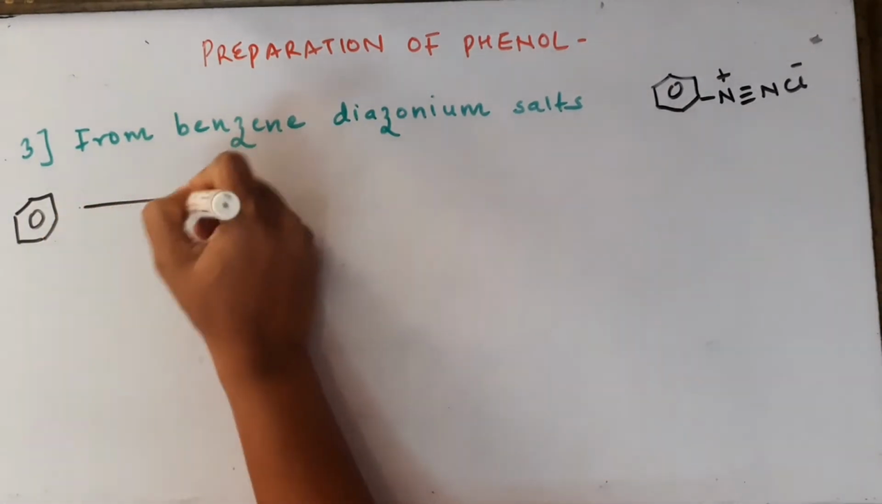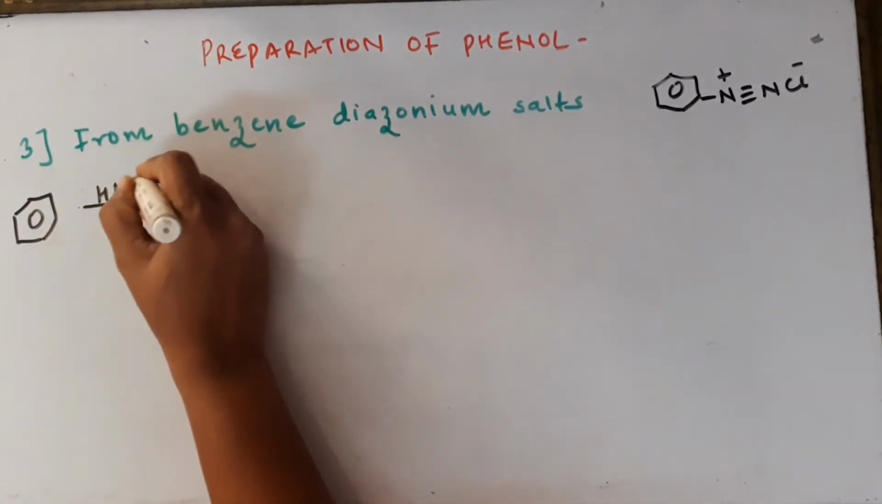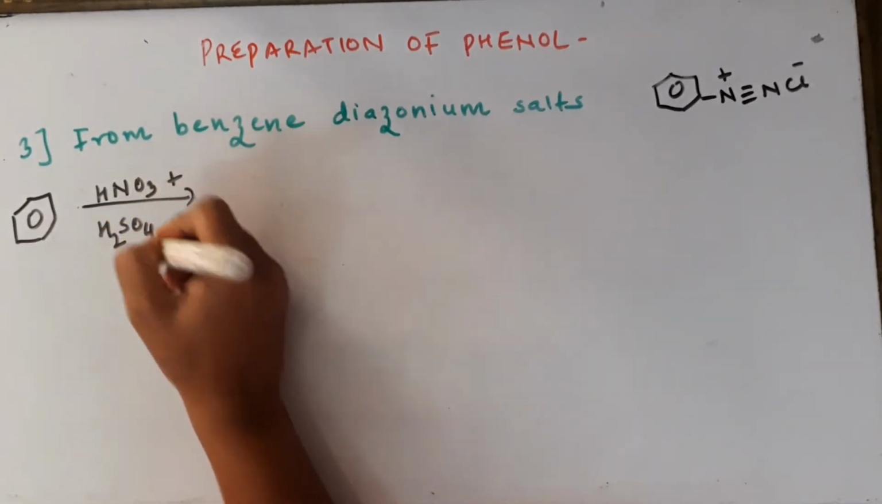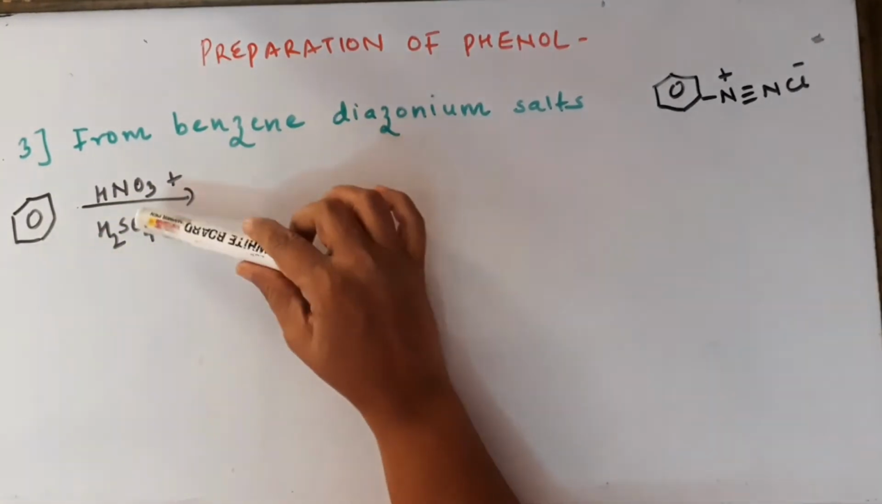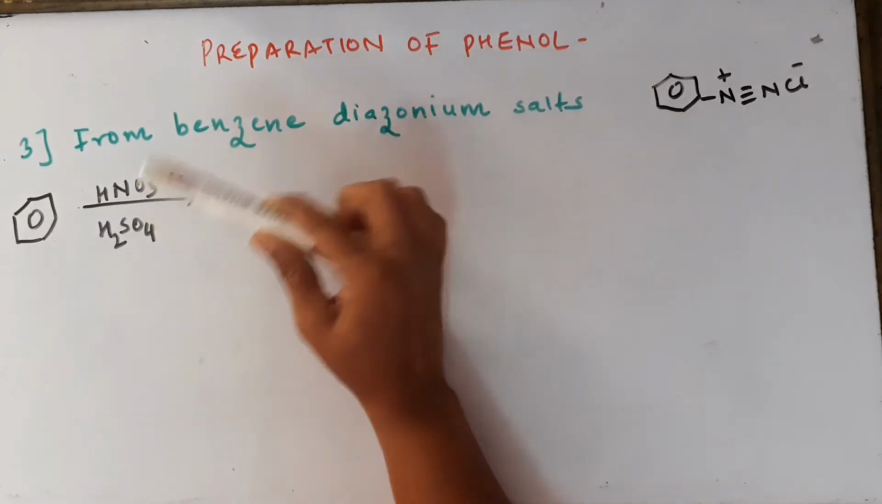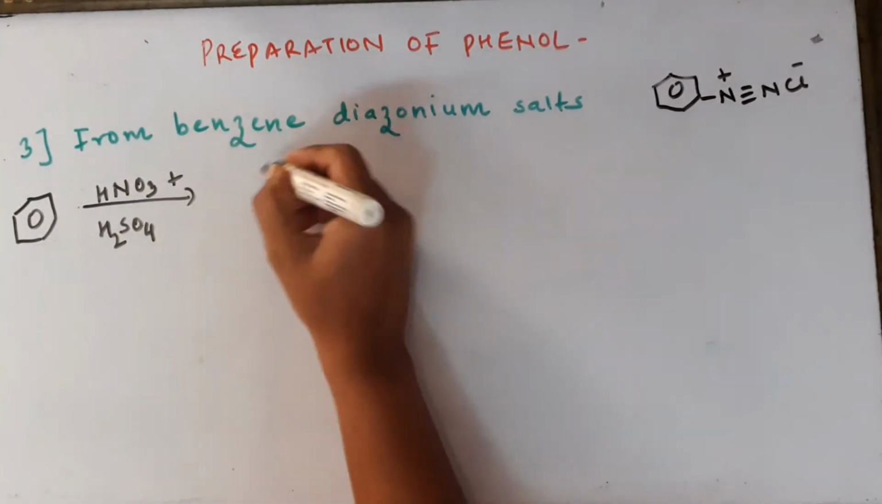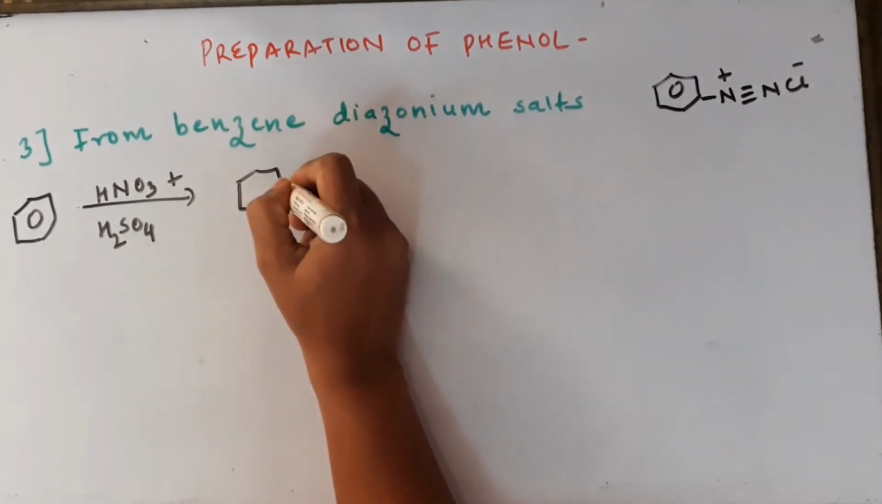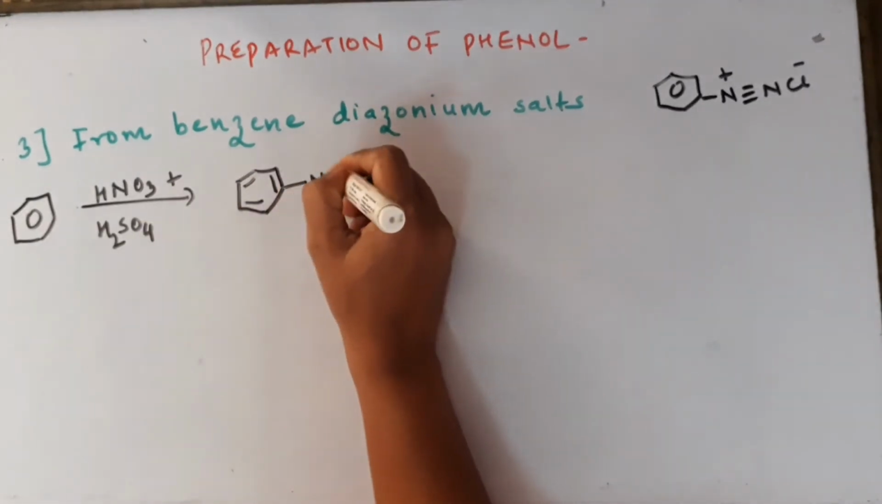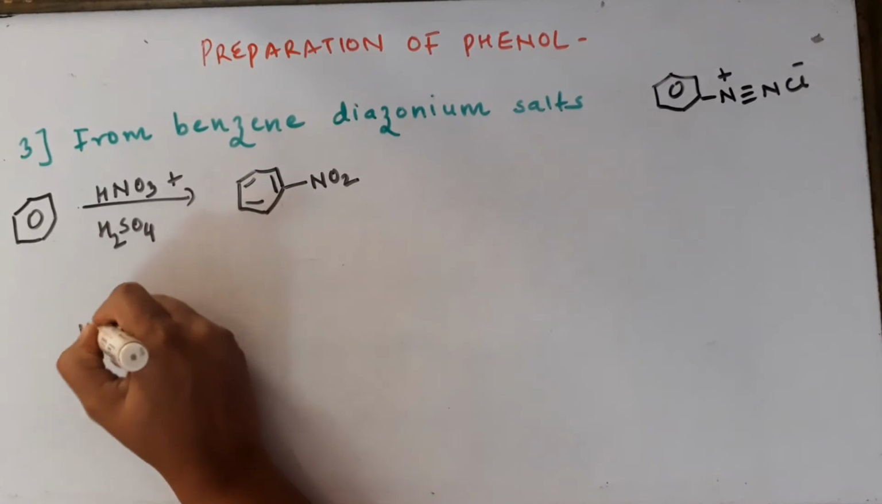So benzene is reacted with nitrating mixture. What is nitrating mixture? We have already done it: concentrated HNO3 plus concentrated H2SO4, where the role of H2SO4 is to act as a catalyst and also to absorb water, which means it acts as a dehydrating agent. What happens during nitration? The nitro group gets attached to benzene, isn't it?